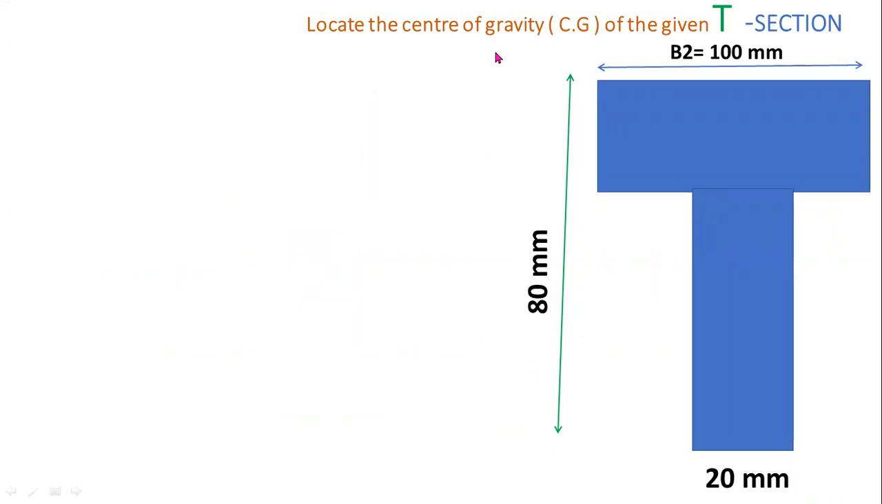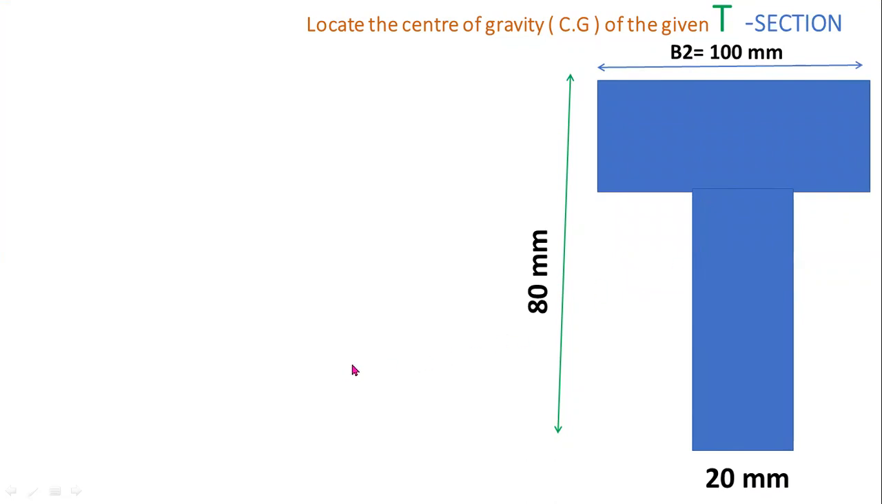Now, locate the centroid or center of gravity of the given T section. Here this is the given figure. You have to locate the centroid of the T section. Here the width of the top rectangle is 100 mm, and the depth of the entire section is 80 mm, and here the width of this bottom rectangle is 20 mm.